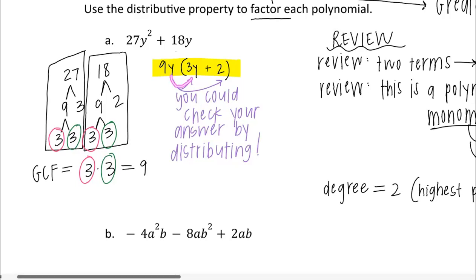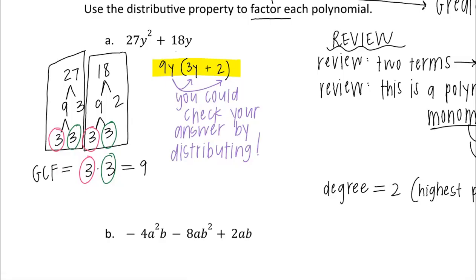If you distribute 9y to 3y, you get 27y squared. If you distribute 9y to 2, you get your positive 18y. So this makes sense that this is the correct answer. Now take a look at the next one.